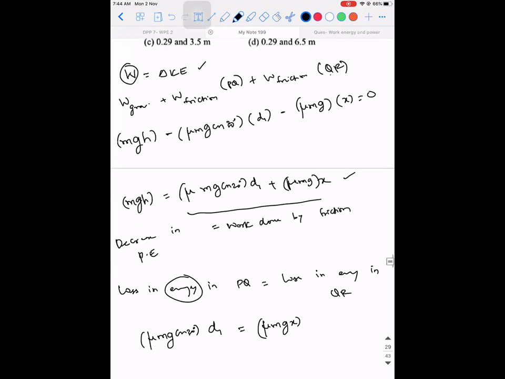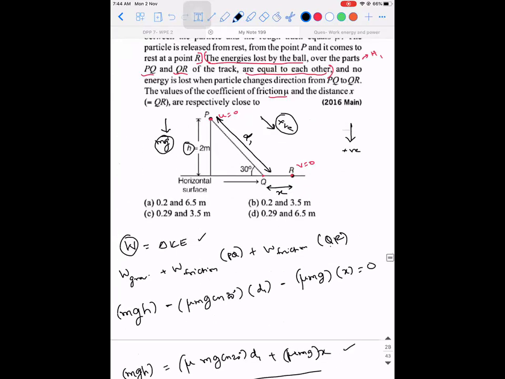Now it's easy for you to solve. Now comes the mathematical part. What is the relation between D1 and H that is given? H by D1 is sin 30. So D1 is equal to H by sin 30. So D1 will be how much? H is 2, sin 30 is half, so 2 will go up. D1 will be 4 meter.